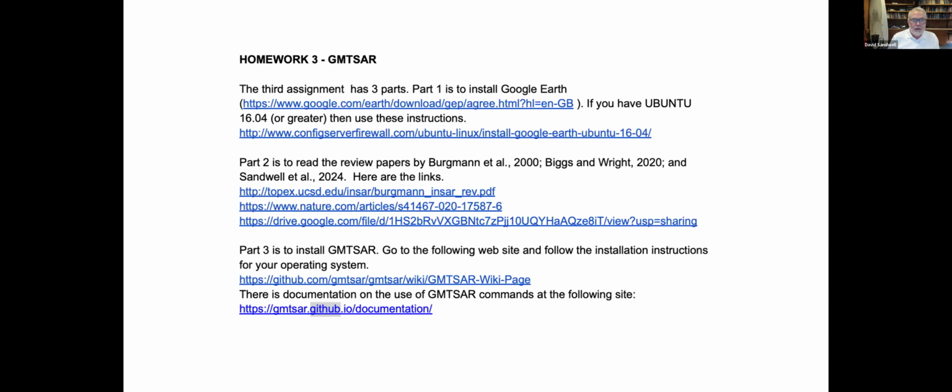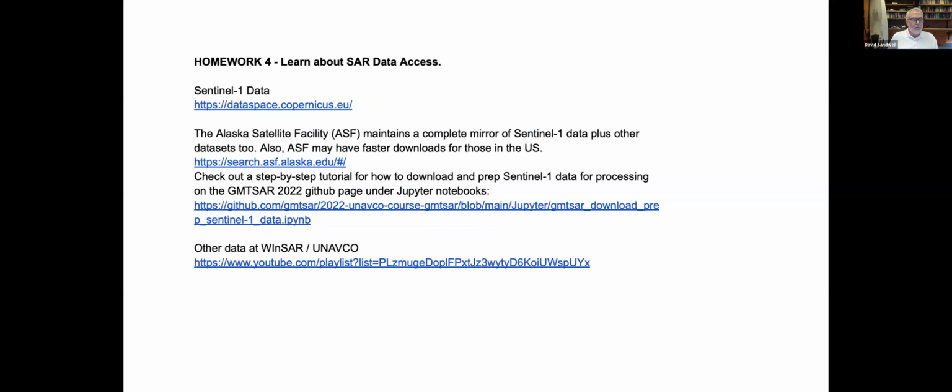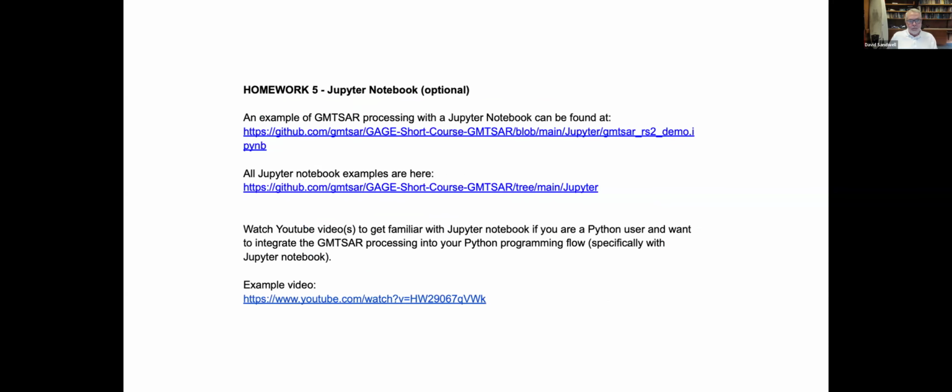Homework 3 is to learn GMTSAR, install it, install Google Earth, maybe read some of the literature on this. And then homework 4 is more to learn about SAR data access. How do you download data sets and arrange them on your computer and make a digital elevation model that you'll need to do the processing and so on. Homework 5 is something on Jupyter Notebooks that's just coming along. But I think that's the future of all this.